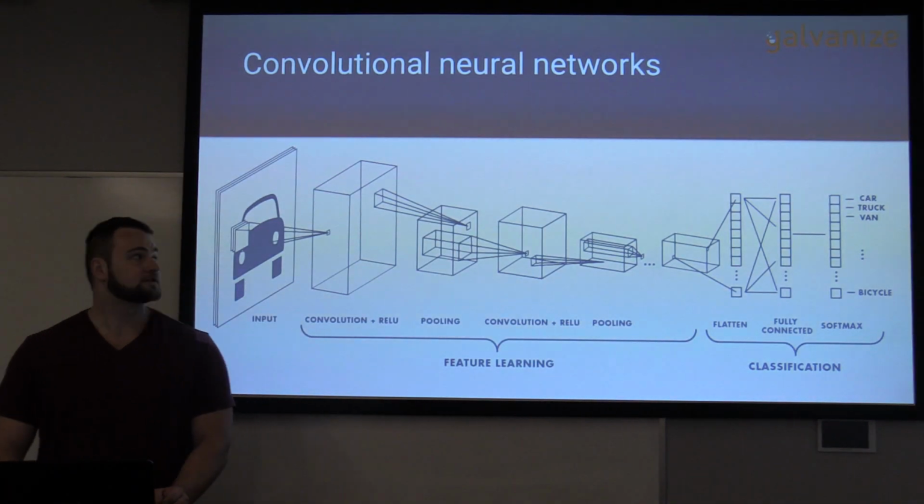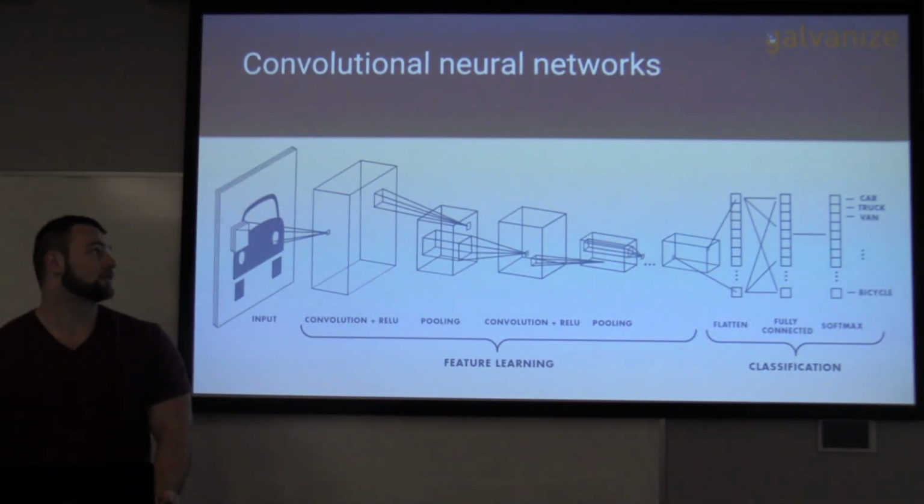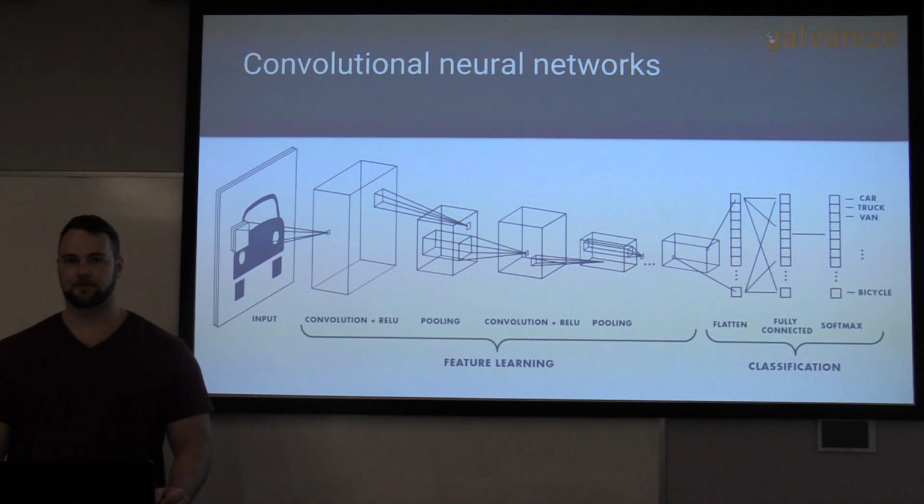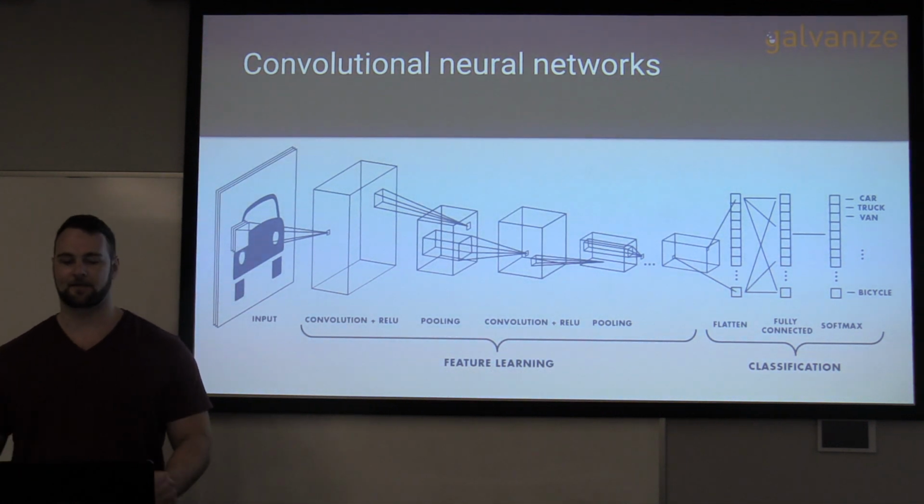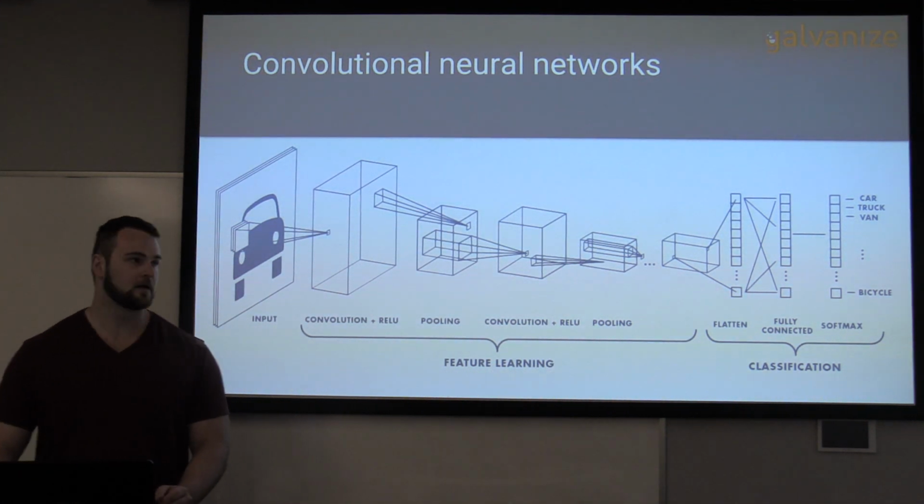So the state of the art for image detection is convolutional neural networks, and they're pretty complicated. My motivation in doing this project is that neural networks are typically perceived as a black box solution, and I wanted to get inside that black box and figure out how they work.